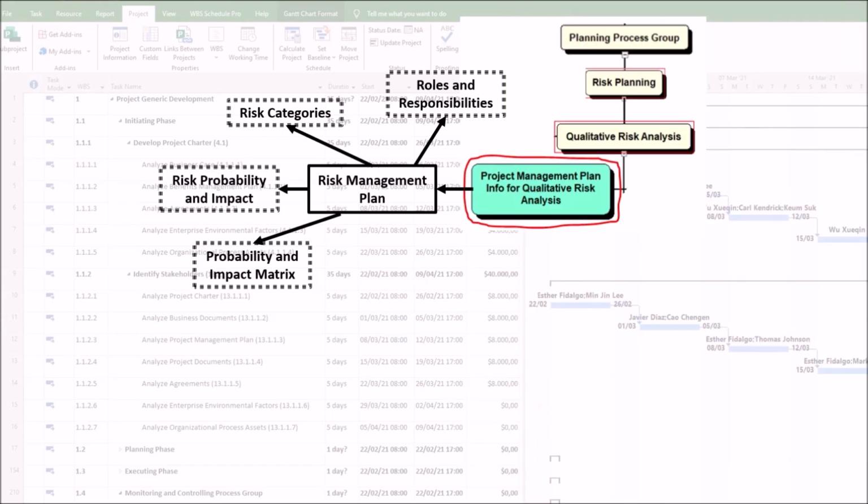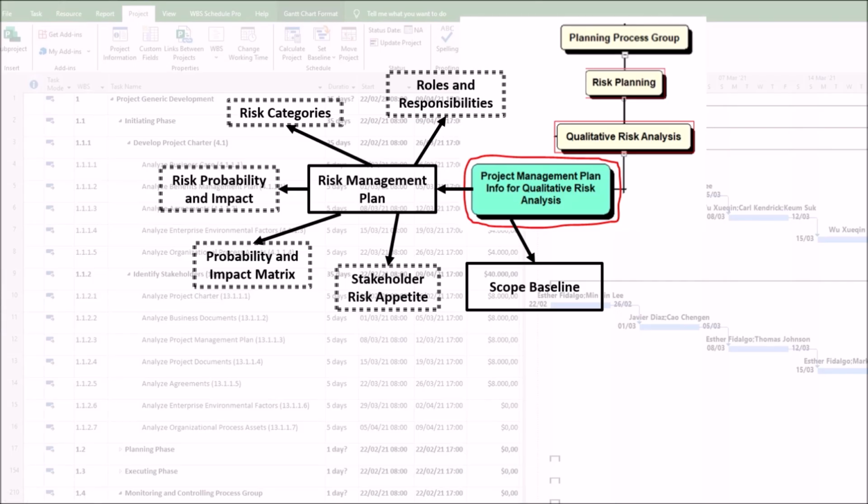Stakeholder risk appetite influences the thresholds for what is considered a high-priority risk. Other relevant management plans within the project management plan. Scope baseline. Understanding project deliverables, constraints, and assumptions is crucial to assess the true impact of a risk on project objectives. Schedule and cost baselines. Risks are evaluated based on their potential impact on time and budget. The baselines provide the context.